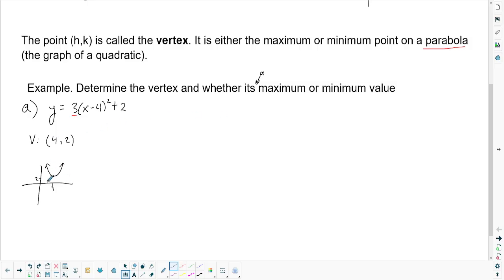Now that you have a quick picture, and you can really do this in 2 seconds, you just go left, right, up, down. Is it up or down? It's an upwards parabola. So right here, this vertex, it's a minimum.